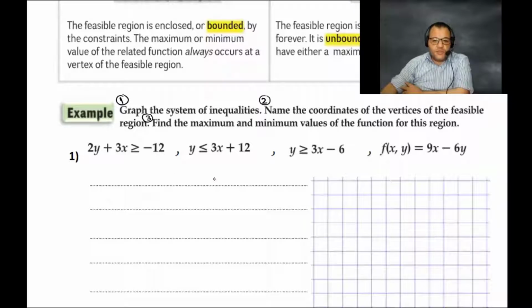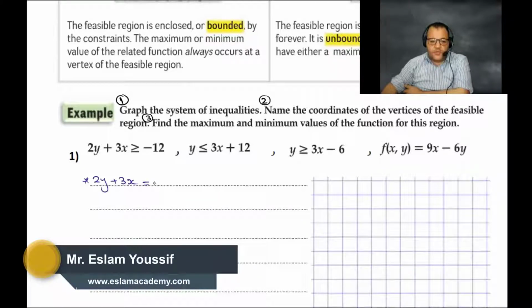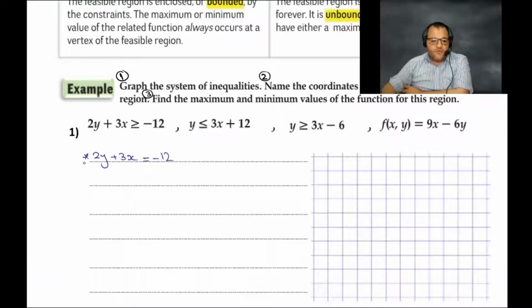So the first inequality that we have is 2x plus 3y is greater than or equal to -12. You remember how we can graph this one? Step number 1: 2x plus 3y equals -12. So we can find the x-intercept and the y-intercept when x equals 0 and when y equals 0.